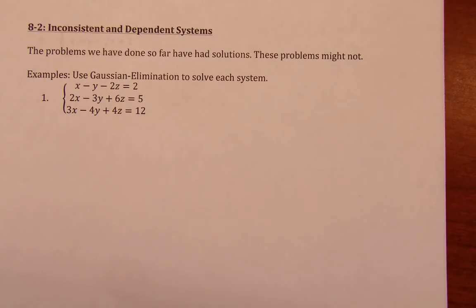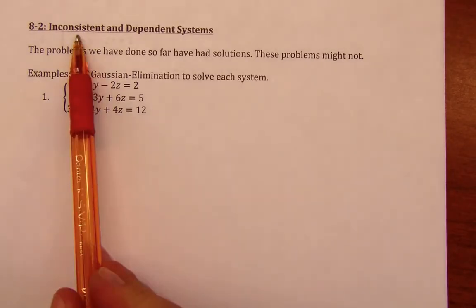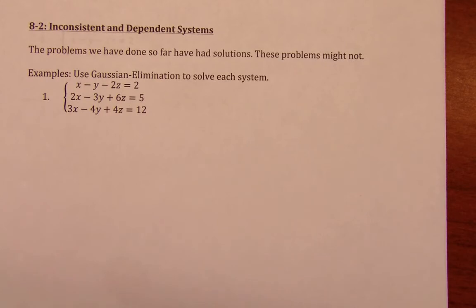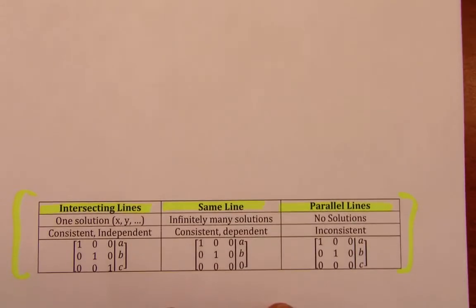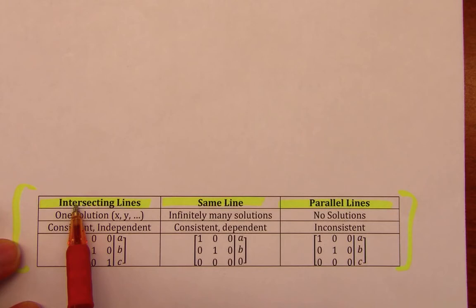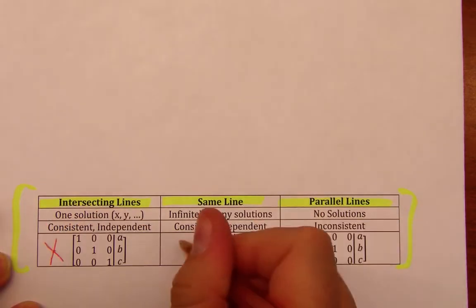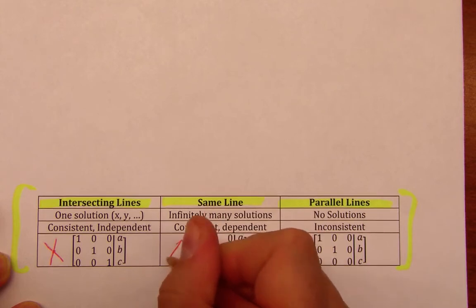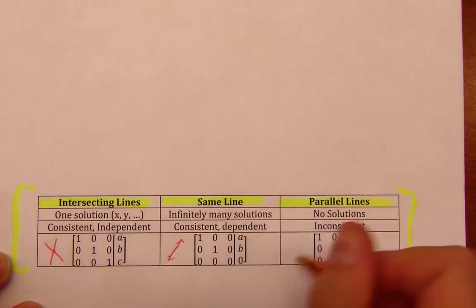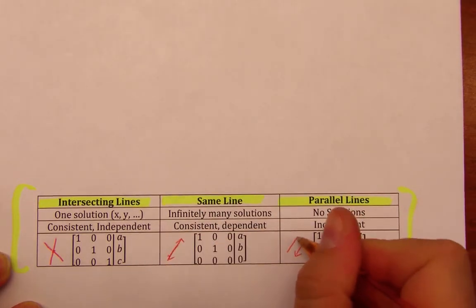Okay, so this is 8-2, and now we're talking about inconsistent and dependent systems. I'm actually going to go down to the bottom of the page really quick. Back in chapter 7, we talked about intersecting lines, so lines that intersect at a single point here. We talked about lines that were the same line, so they graphed right on top of each other, and then we also talked about parallel lines that never intersect.